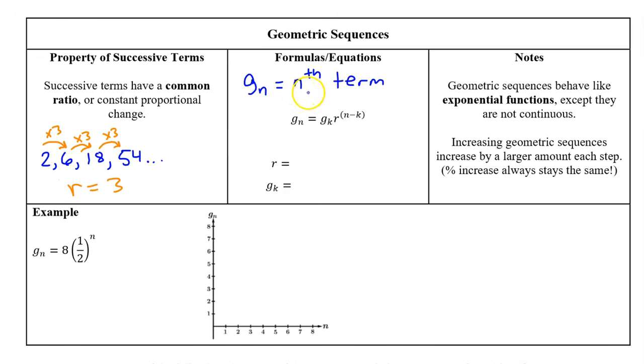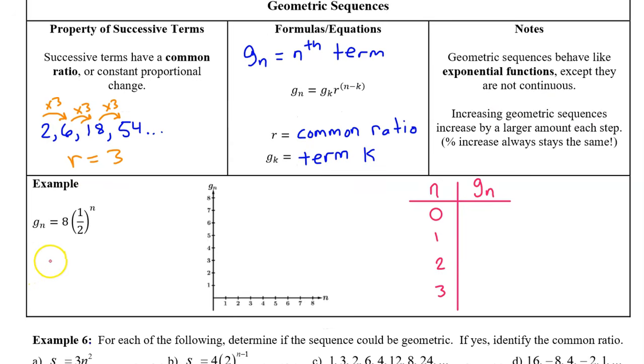You can find the nth term gn of a geometric sequence using the equation gn equals gk times r to the n minus k power, where r is the common ratio and gk is term k. Notice that geometric sequences behave like exponential functions, except they are not continuous. Consider the geometric sequence given by this expression. Let's find the first few terms and graph them.